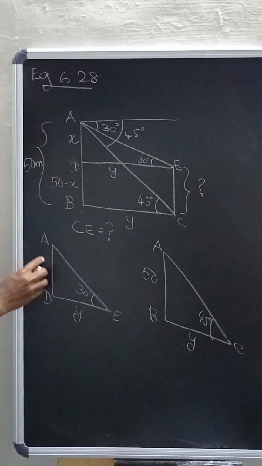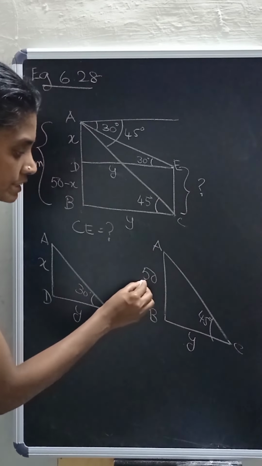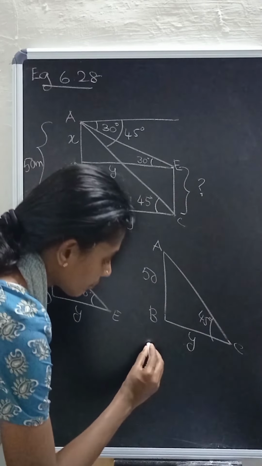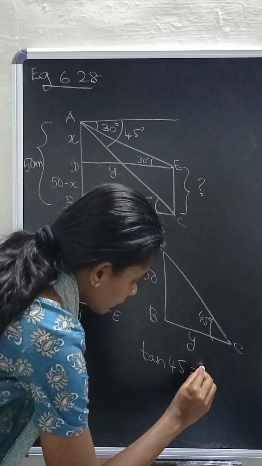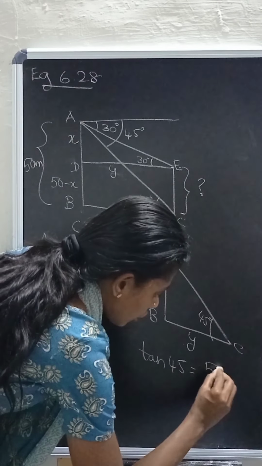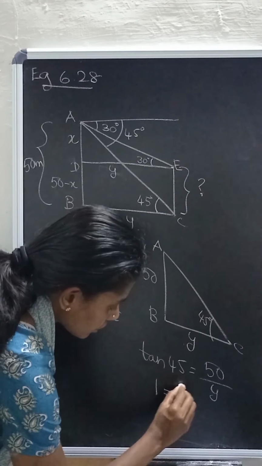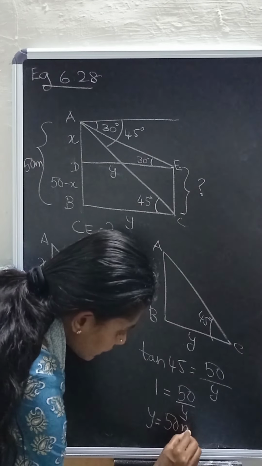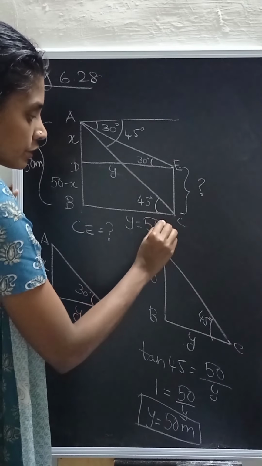Here AD becomes x. Now come to this triangle. You have 45 degrees here. This is opposite and this is adjacent. So tan 45 is equal to opposite by adjacent. Tan 45 value is 1. 1 is equal to 50 by y. y is equal to 50 meters. So you have got y is equal to 50 meters.